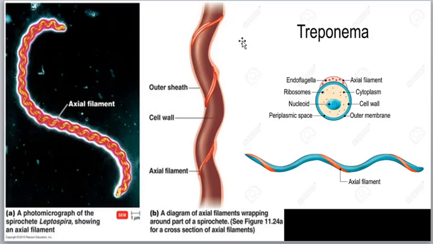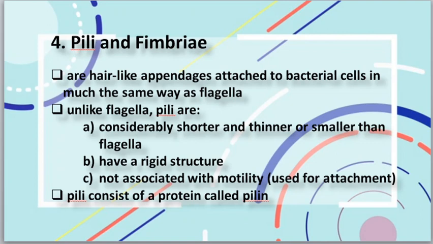This is the picture of your Treponema pallidum. Ito, this is your eggshell filament. Nakapalibot sila sa cell mismo ng bacteria. Next, let's move on to the pili and the fimbriae. What's the difference between your flagella, your eggshell filament, and your pili or fimbriae? Ang biggest difference nila, mas maliliit yung pili and fimbriae ninyo. When you say pili or fimbriae, these are hair-like appendages attached to the bacterial cells in much the same way as your flagella.